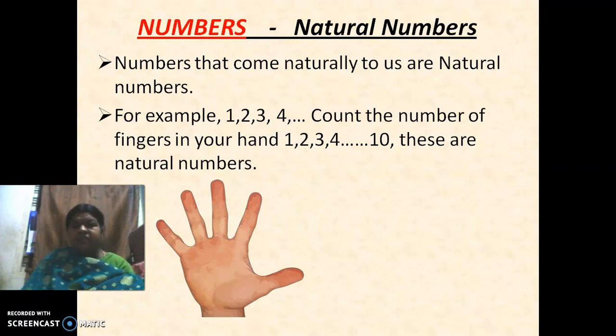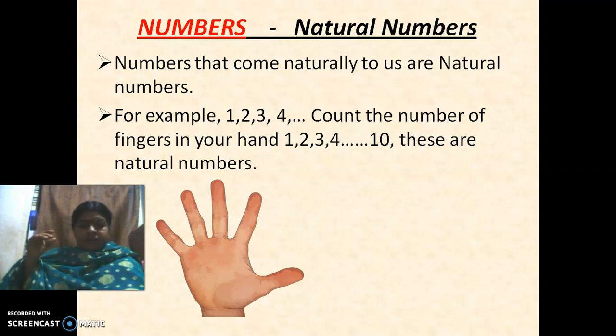Actually, the numbers come naturally to us, or natural numbers. For example, the counting number starts from 1. And we have 10 fingers: 1, 2, 3, 4, 5, 6, 7, 8, 9, 10. The counting number starts from 1. There is no end for the numbers. One more example of endlessness is the number of stars in the sky. That is countless. So there is no end for numbers.